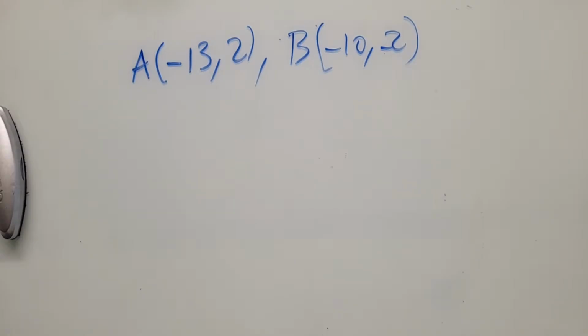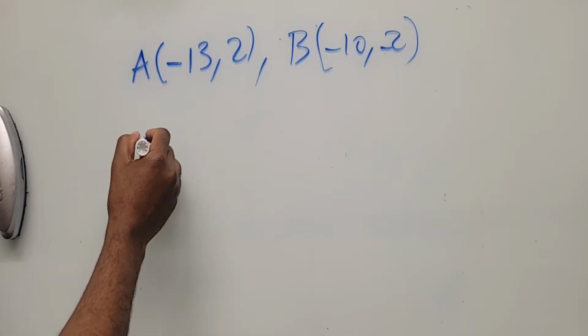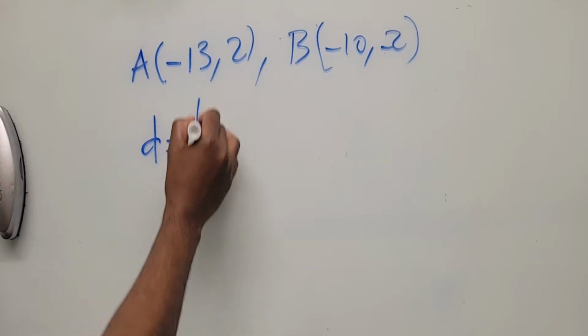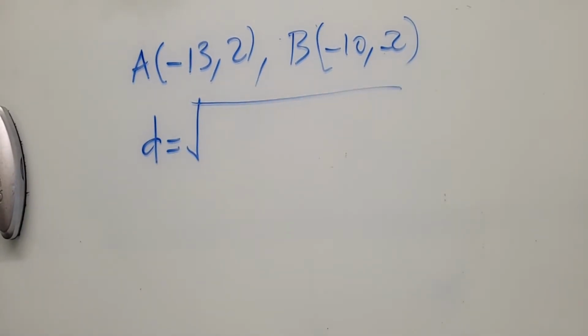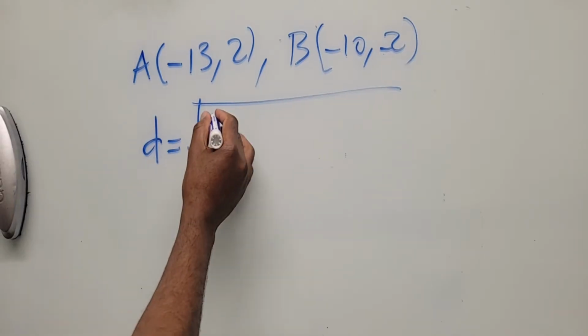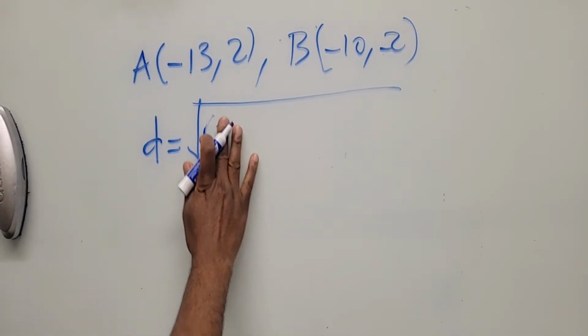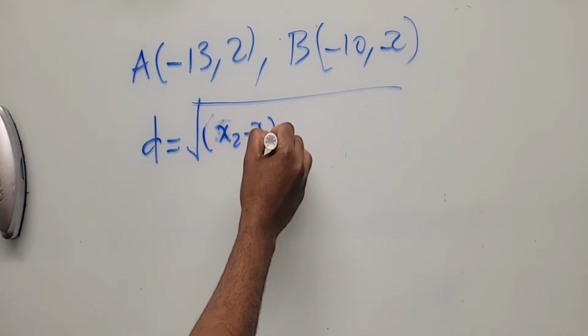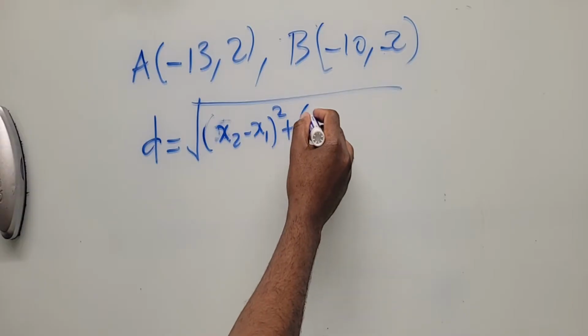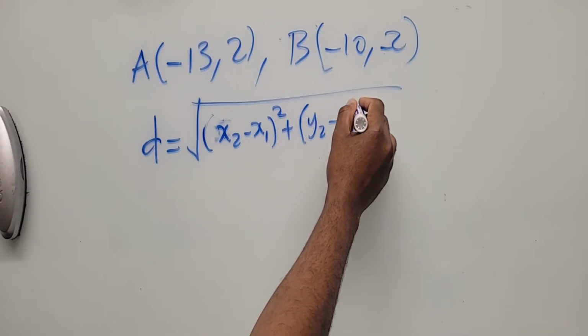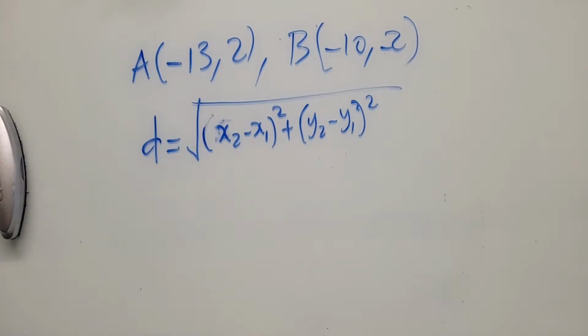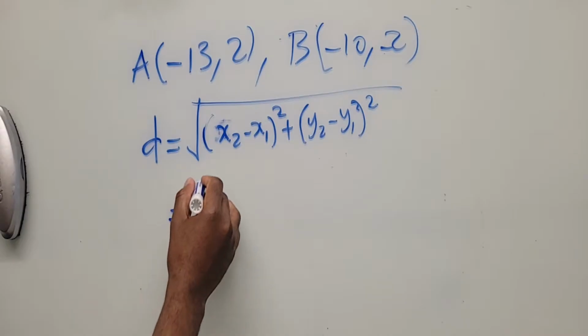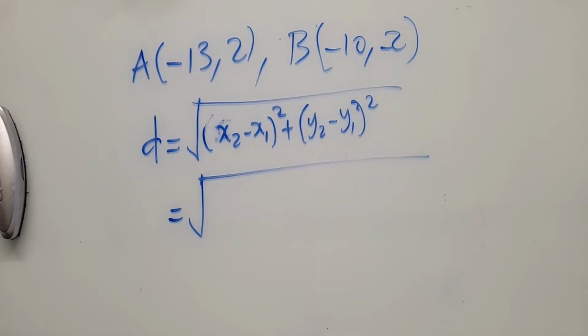Very simple, right? So we're going to use our formula. Our formula is distance is the square root of x2 minus x1 squared plus y2 minus y1 squared. Okay, so you just plug in and simplify. So let us go ahead and do that.